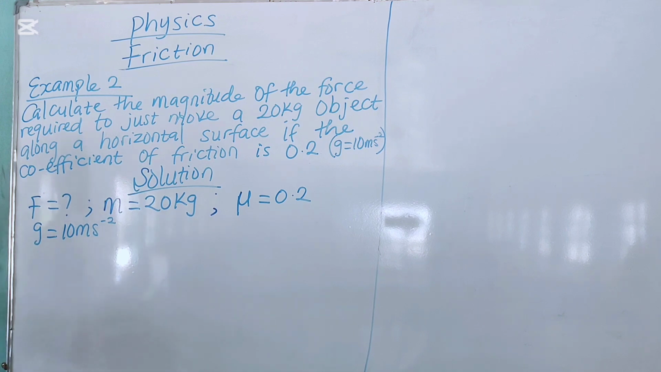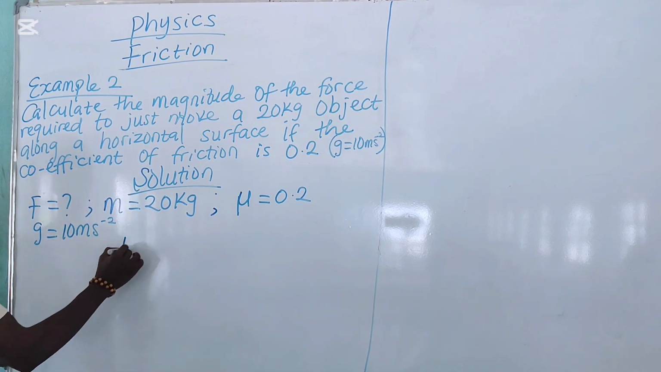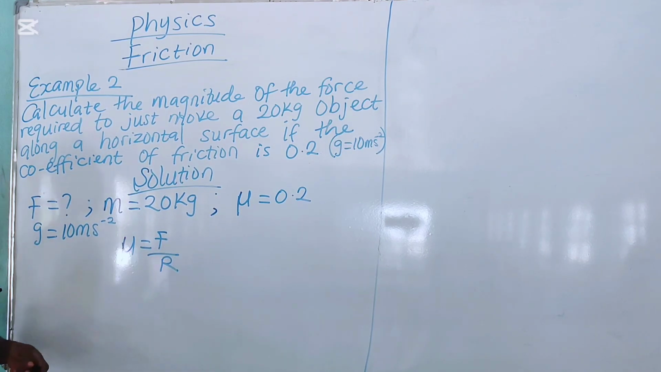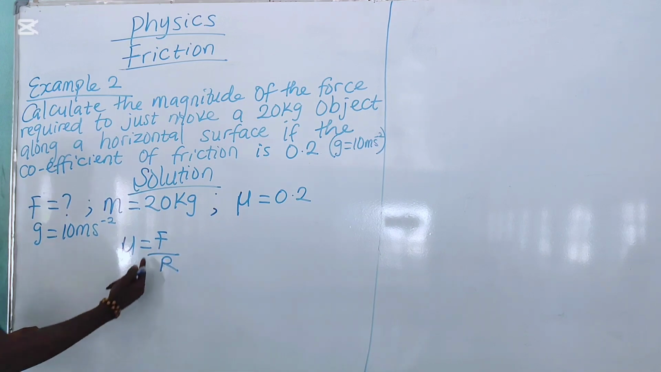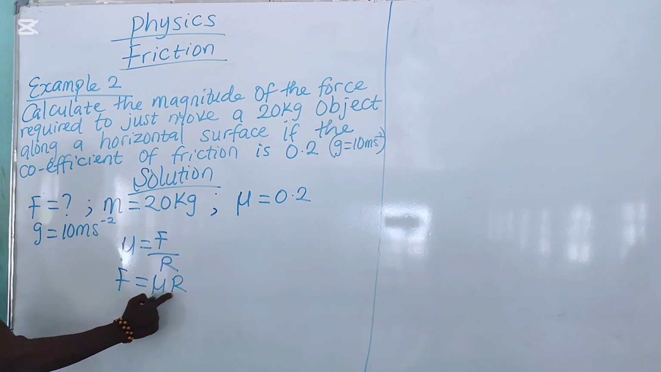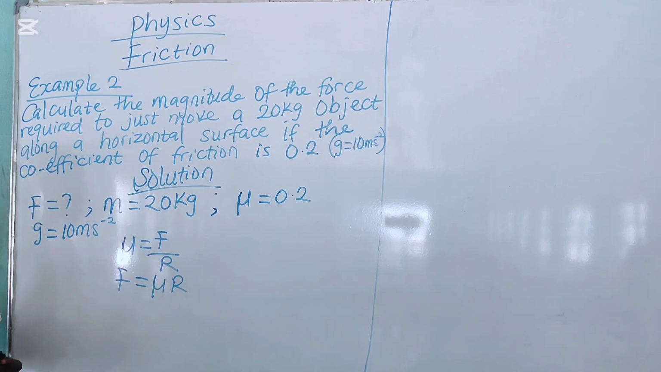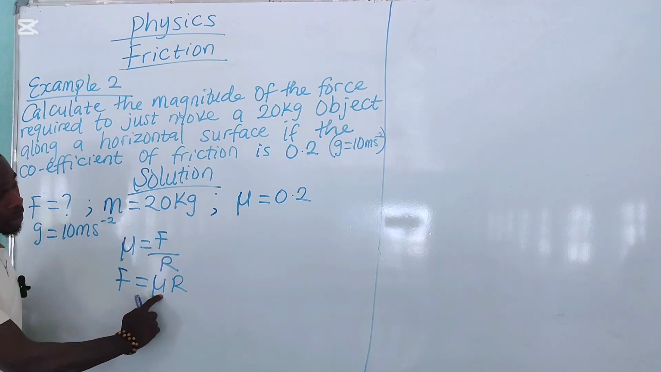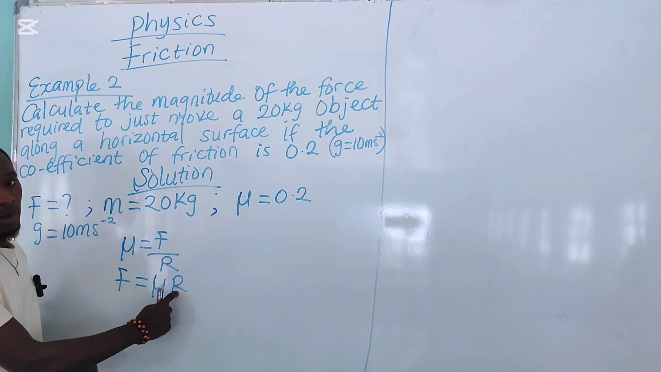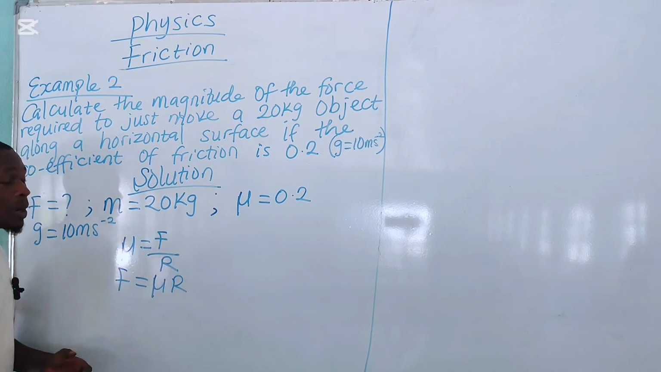So how do we get the magnitude of the force? So recall that the coefficient of friction mu is equal to frictional force over the normal reaction. So since we are looking for the frictional force, we'll cross multiply. Our frictional force will be equal to mu R, the product of the coefficient of friction multiplied by the normal reaction. So we are given the coefficient of friction to be 0.2, and we still don't know the normal reaction. So we need to find the normal reaction.